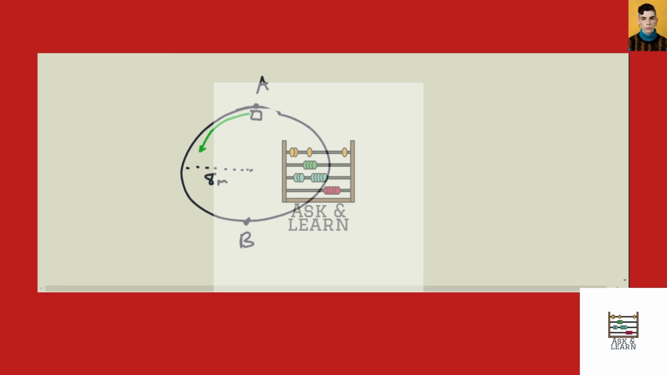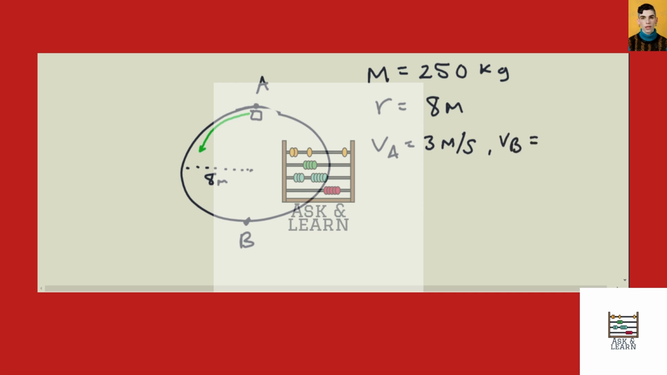So we're given the mass of this car, which is 250 kilograms, the radius of the circular track, 8 meters, the velocity at the top at point A, which we'll call VA, 3 meters per second, and the speed we want to find, call it VB.